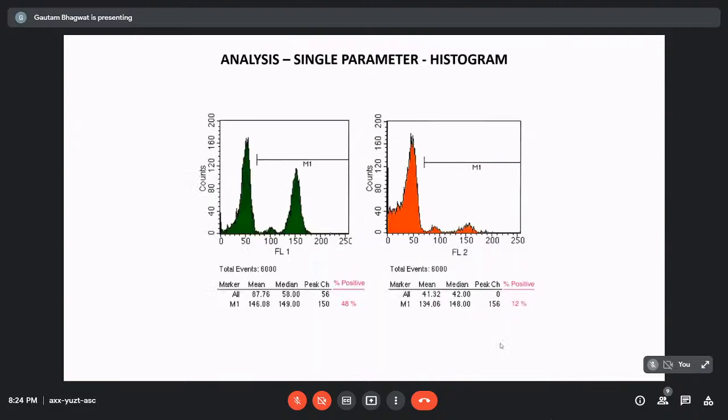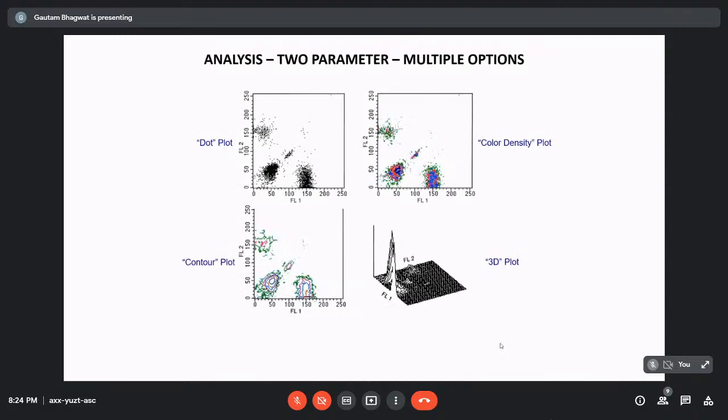So single parameter analysis, a histogram, I have already told. A two parameter analysis can be a dot plot, which is the most commonly used plot. It can be a contour plot. So these are the cell lines, and then there is the color density plot. Depending on the intensity you get more dense plots, but the most commonly used plots are the dot plots or the contour plots.